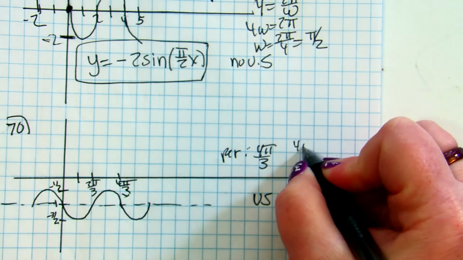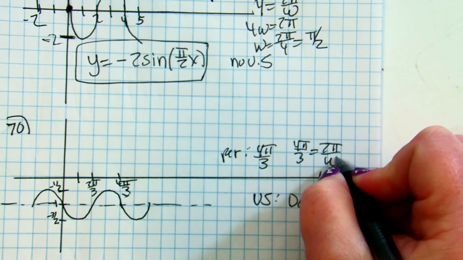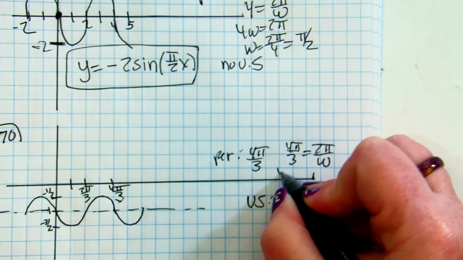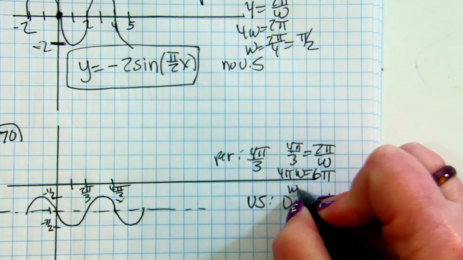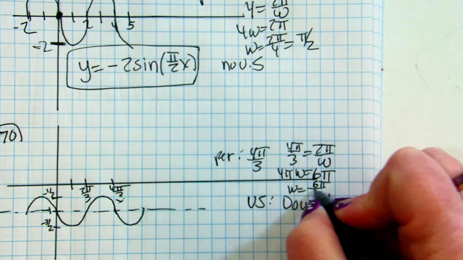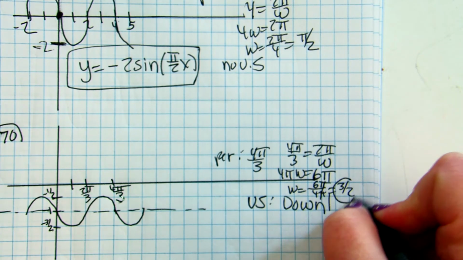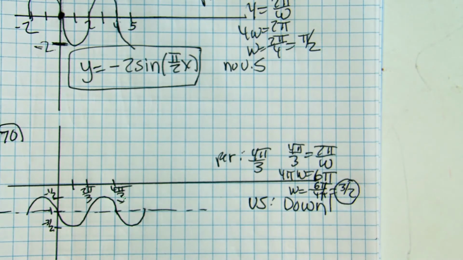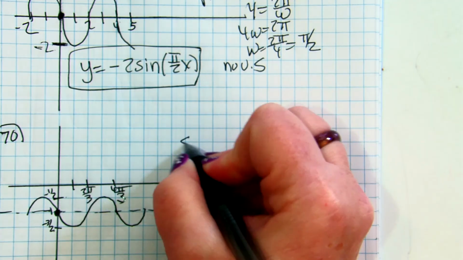So 4 pi over 3 equals 2 pi over W. Cross multiply. 4 pi W equals 6 pi. W equals 6 pi over 4 pi. The pi's cancel and you get 3/2. Does it look like cosine or sine? So you go to the -1, which is in the middle of the graph, and it touches there. So it's a sine graph.